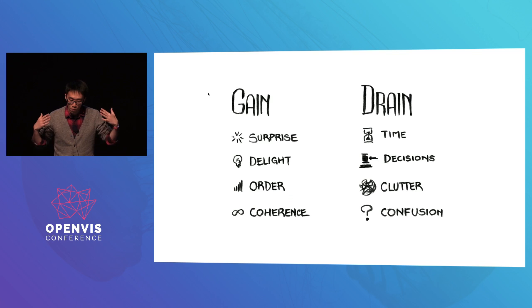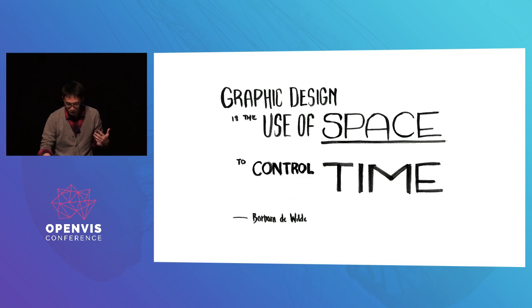So from a designer's point of view, graphic design is a fairly old discipline that has been dealing with this kind of stuff for a long time. One of my favorite quotes is from a mentor at SVA, her name is Barbara DeWilde. She was the art director at Martha Stewart magazine for a long time. She was teaching me about graphic design, and this is her quote: graphic design is a use of space to control time.